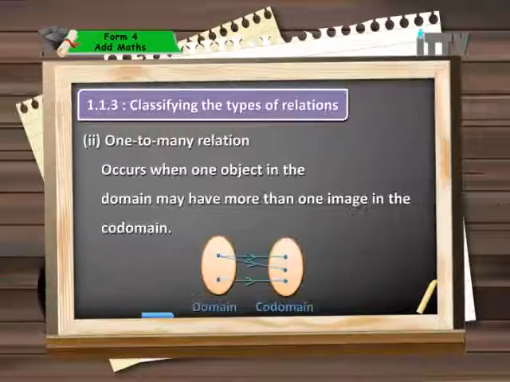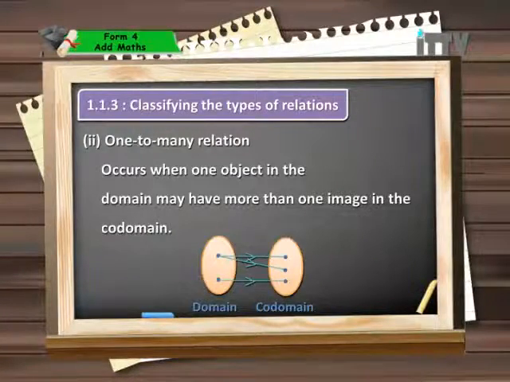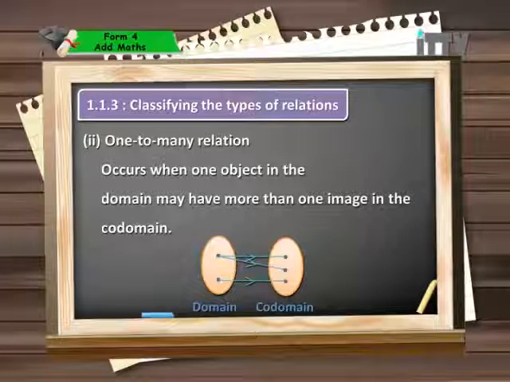Okay, let's move on to the other types of relations. A one-to-many relation occurs when one object in the domain may have more than one image in the codomain. Do take a look at the arrow diagram given, viewers. There are two values in the domain, meaning to say that there are two objects. However, the first object in the domain corresponds to two images in the codomain, making altogether three images in the codomain this time. That's called a one-to-many relation.